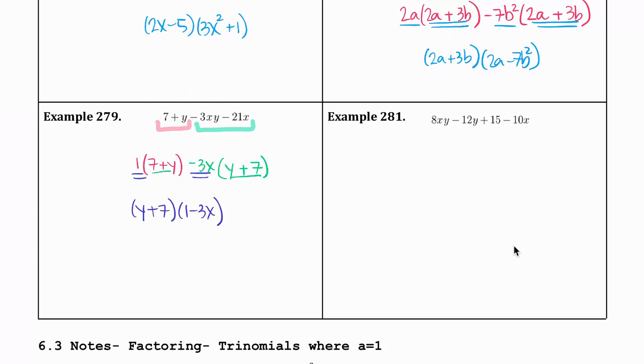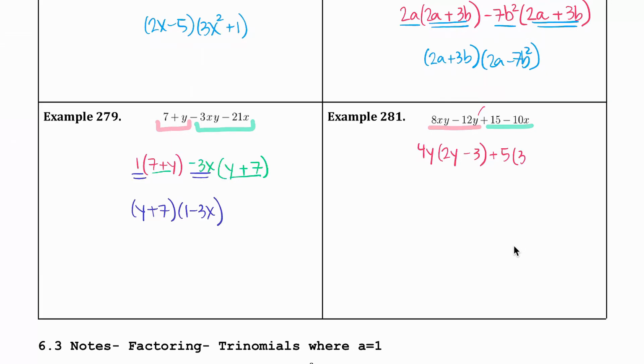All right, and then our last one here. I'm going to group up my first two, group up my last two. Let's see what we can take out on the first one. We can take out a 4x, and I'm left with 2y minus 3. Next one, I'm going to take out a positive 5, and I'm left with 3. Whoops, what did I do here? Oh, hang on. Back up. Let's fix this. I can't take out a 4x because this one doesn't have an x, but I can take out a 4y. If I do that, I'm left with 2y minus 3. That looks better.